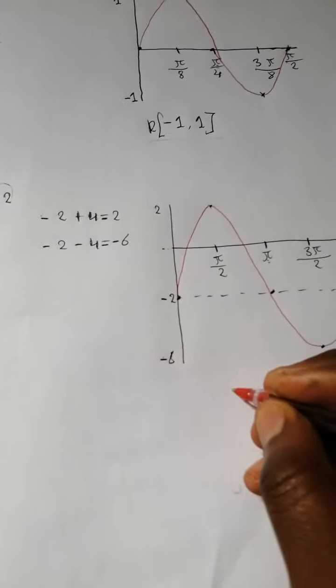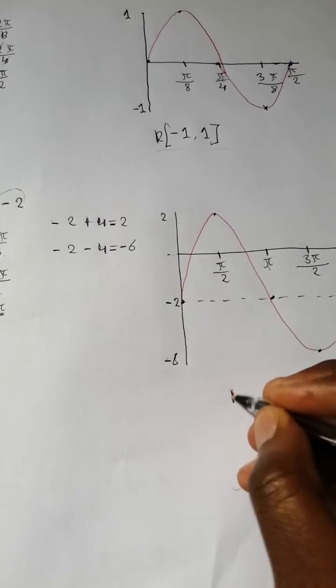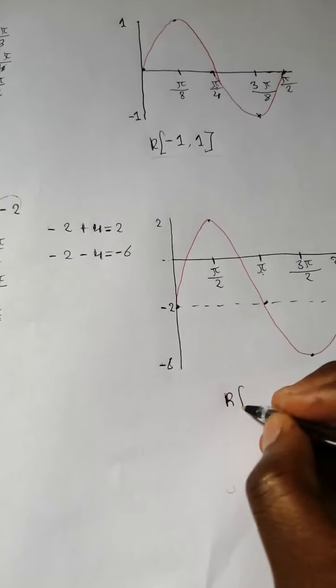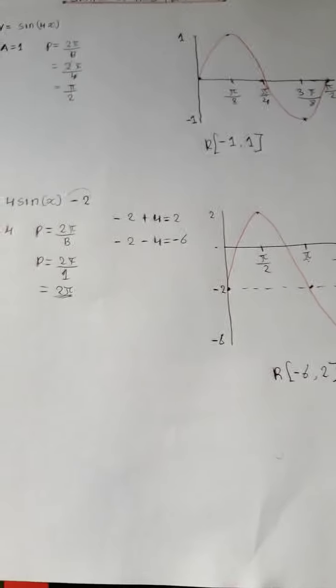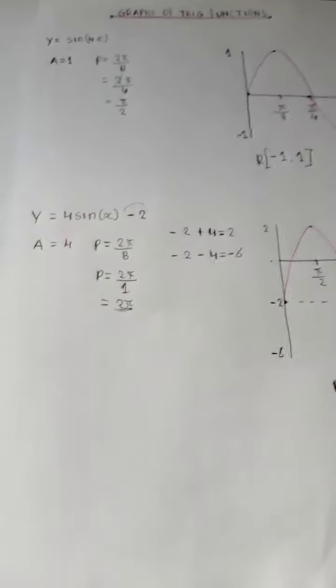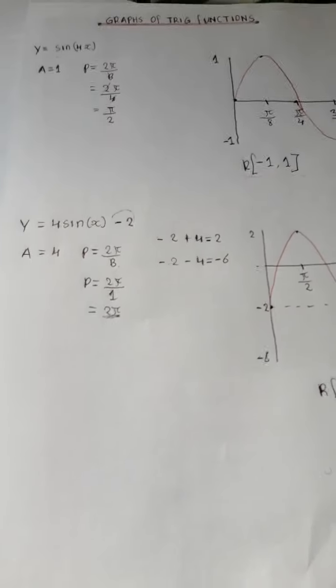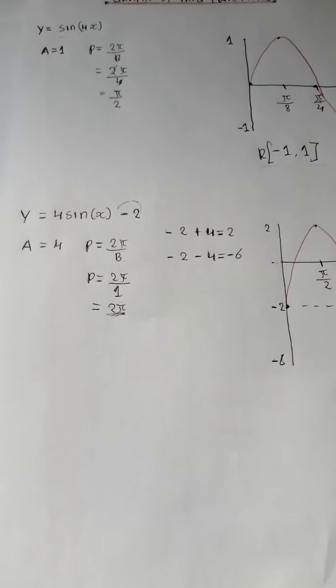So the range will be negative 6, 2 for this function. So that's how you can plot this graph. So let's move on. Let's go to example 3.